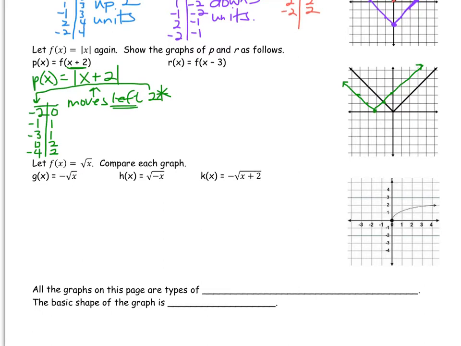All right, let's try the other one. R of x equals f of x minus 3 on the inside. Again, this means the absolute value is x minus 3 on the inside. Since it's subtraction, this will now actually move in the opposite direction. It'll move right 3 units.